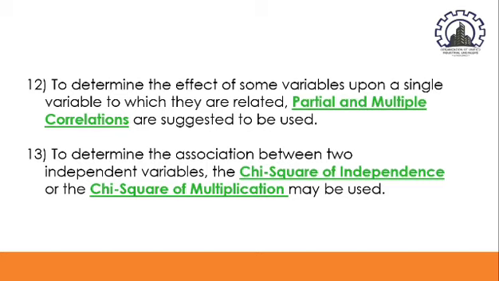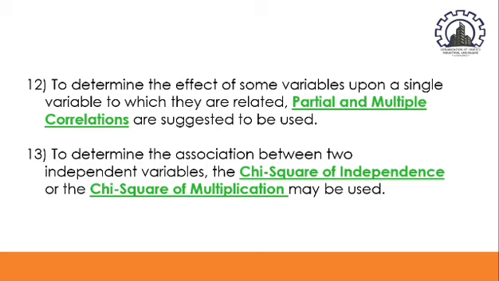And finally, to determine the association between two independent variables, the chi-square of independence or chi-square of multiplication may be used. The question answered by this statistical process is, is there an association between education and leadership, or the level of education and the ability to acquire wealth, or between social ability and economic status?